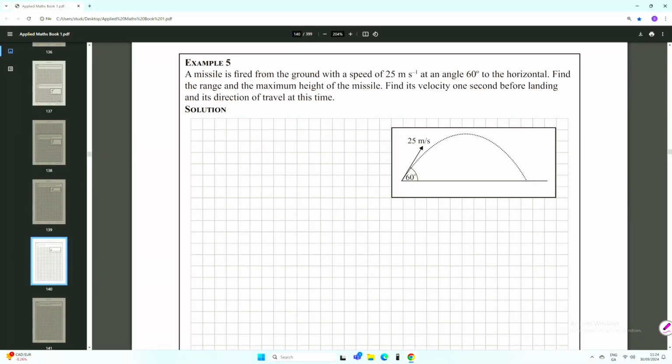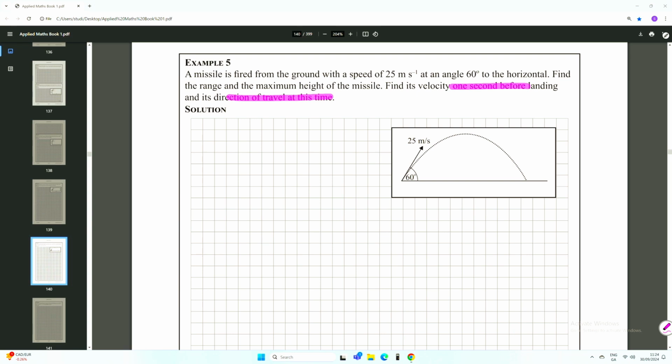The final part of this question, a little bit tricky. You need your wits about you here. Find its velocity 1 second before landing and its direction of travel at this time. Well, I suppose when they say the word velocity, that means you've got to find magnitude and direction anyway. So once I solve velocity, I'm going to find both magnitude, speed, and the direction it makes.